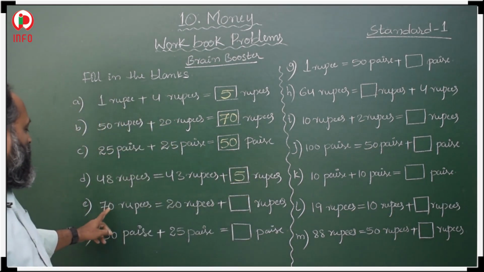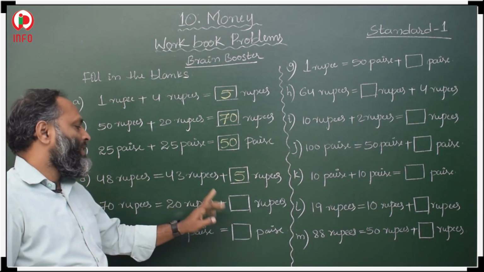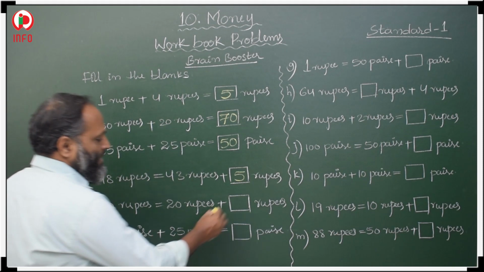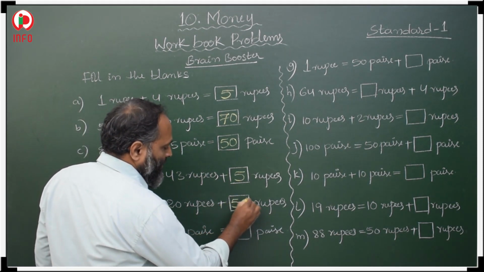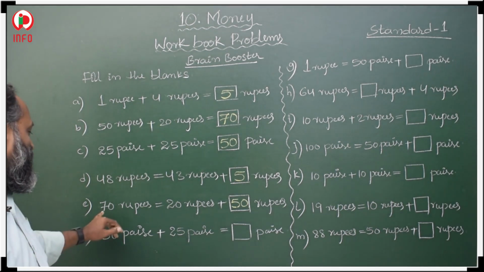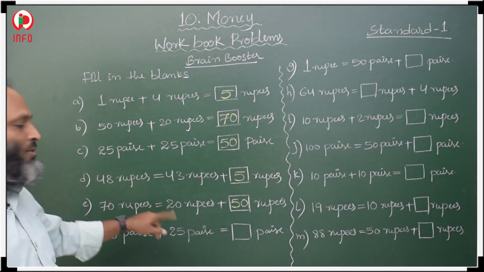Okay. 70 rupees is equal to 20 rupees plus how much? If we add 20 plus 50, then that is equal to 70 rupees. Then 2 plus 5 is 7. So like that we have to check. Or otherwise, 7 minus 2, we have to check. 7 minus 2 is 5.